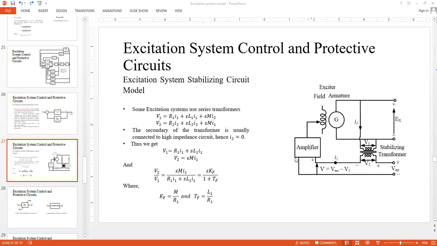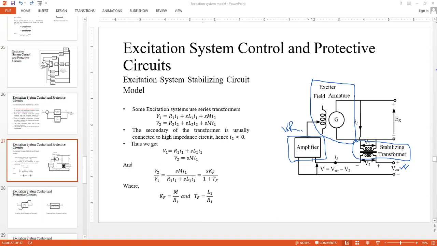Remember, this amplifier is not part of the exciter. As I said earlier, the exciter is simply this block. This one is a stabilizing circuit, stabilizing transformer. And this one is simply our voltage regulator VR, simply represented by an amplifier. So what would the voltage regulator do? Regulator means simply a controller. It would take the error input. The error would be processed somewhere else in the system.